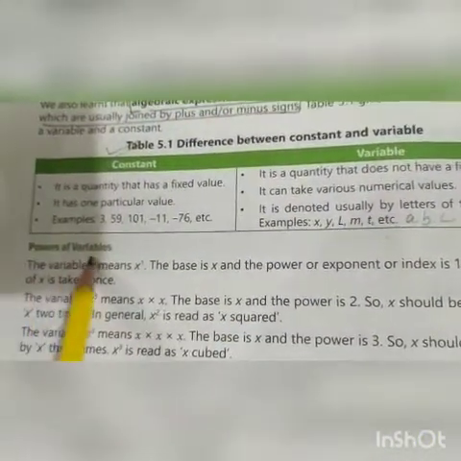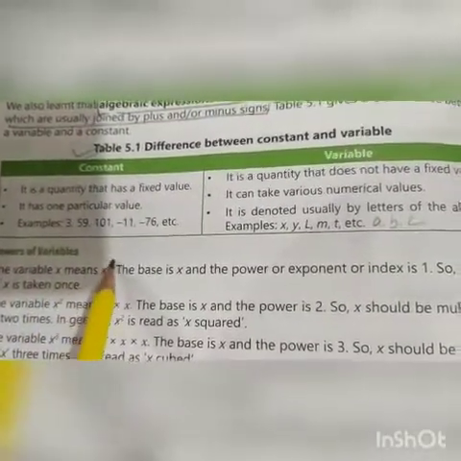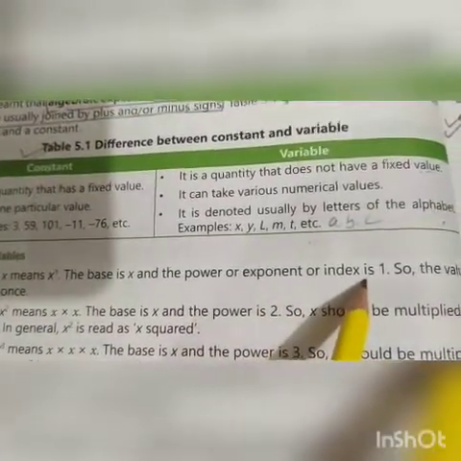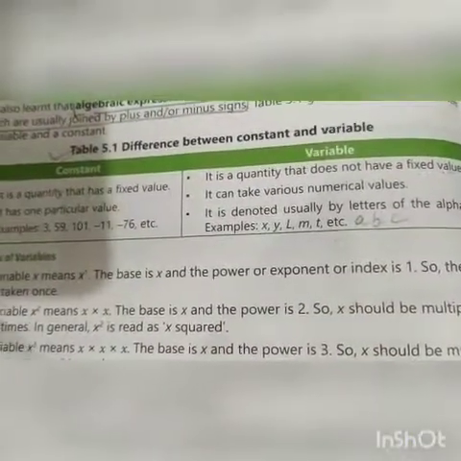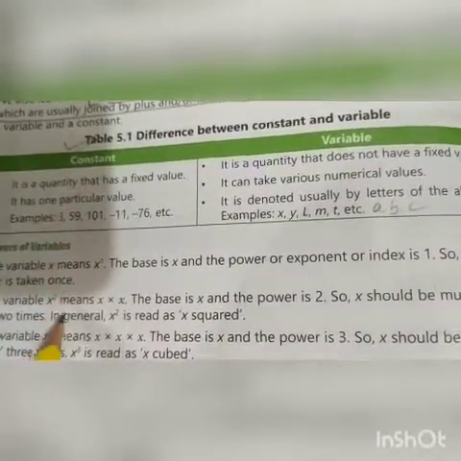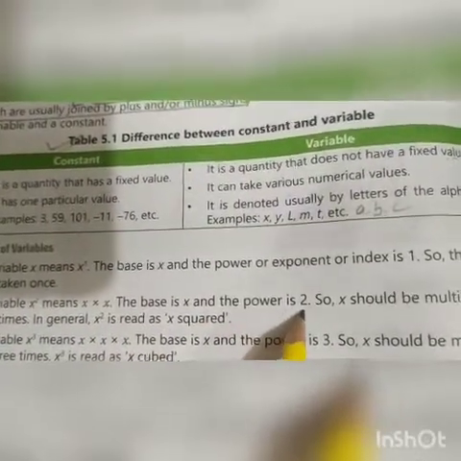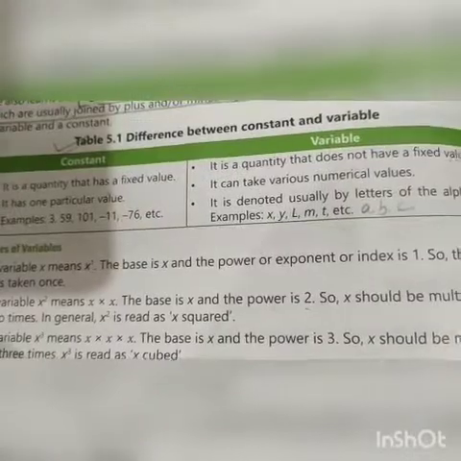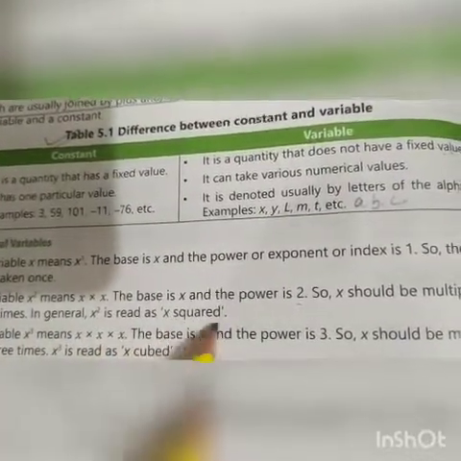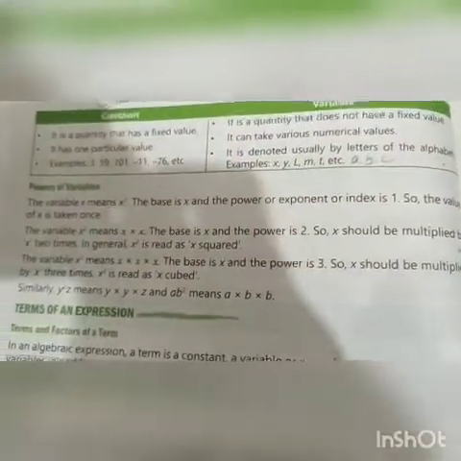Now come to powers of variables. See, the variable x means x power 1. Here the base is x and the power or exponent or index is 1. So the value of x is taken once. The variable x power 2 means x into x. The base is x and the power is 2. So x should be multiplied by x 2 times. In general, x square is read as x squared. So these are the variables and constants.